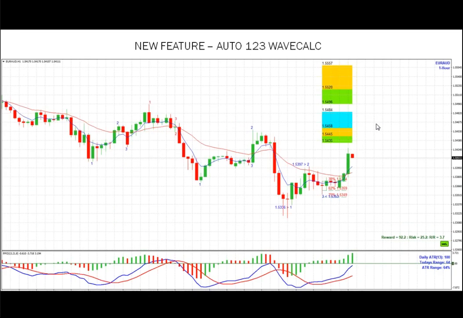Another example is this 1, 2, 3 bottom, and again, it prints out the 1, 2, 3 for you, puts the targets onto the chart, and away you go. And this is on the 1 hour time frame, and again, any time frame. It just follows the 1, 2, 3 pattern and spits out the targets for you, and it actually does work, and it's beautiful. So let me give you a live demonstration of how this actually looks on a chart.